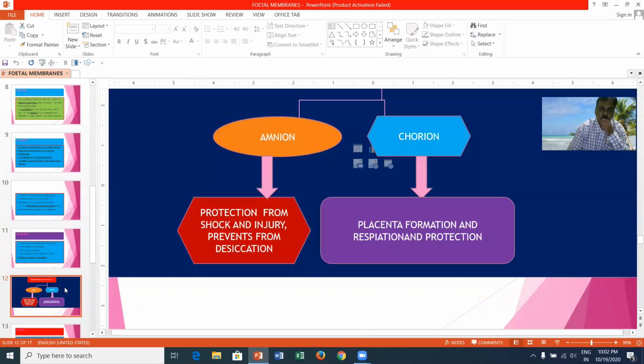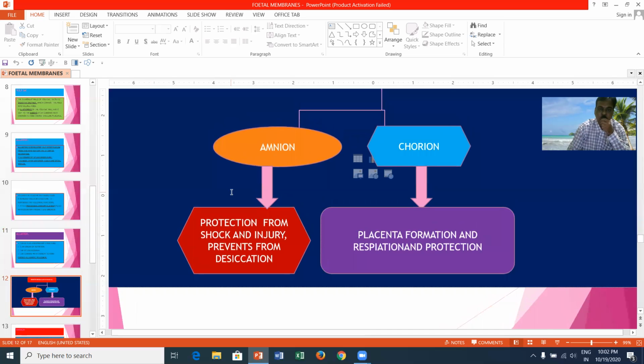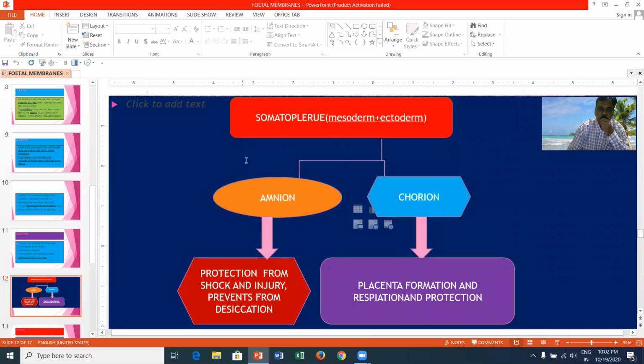One more fetal membrane you can see. There are two fetal membranes. One is the somatopleure. Somato means outer. It shows outer mesoderm and inner mesoderm, and outer ectoderm and inner mesoderm.